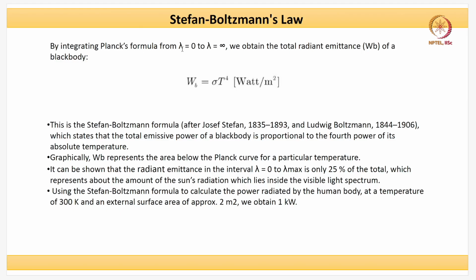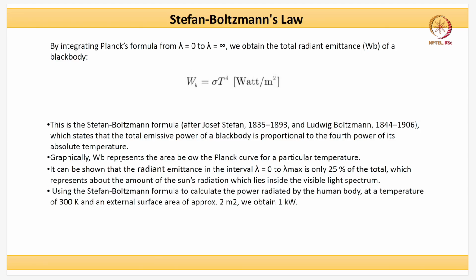If you integrate Planck's formula from 0 to infinity in the wavelength space, we obtain the total radiant emittance of a black body, which is given as sigma T to the power of 4. This is the Stefan-Boltzmann formula, named after Joseph Stefan and Ludwig Boltzmann. Boltzmann was a pioneer of statistical mechanics. It states that the total emissive power of a black body is proportional to the fourth power of its absolute temperature. So at very low temperature this will be low, and as you increase the temperature, it increases drastically because of the fourth power dependence.